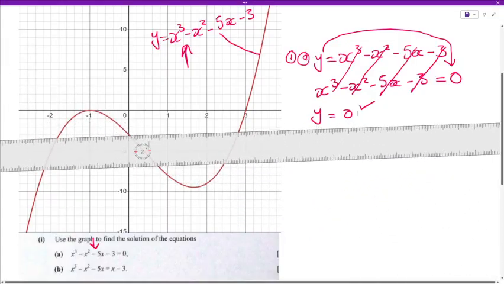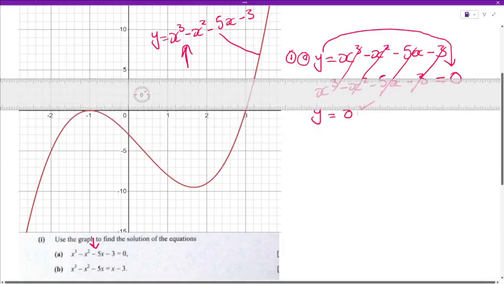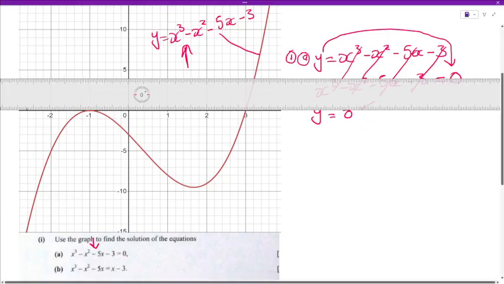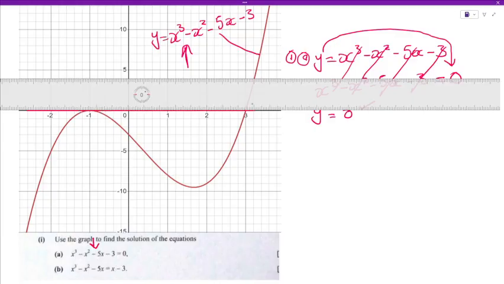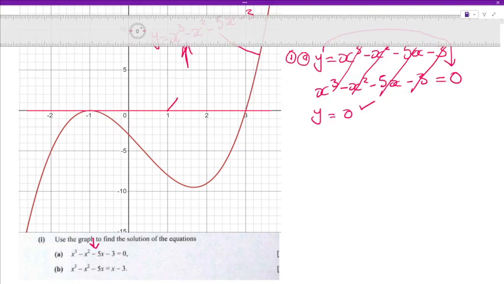Where y is equal to 0 is basically on the x-axis right here. So I'll come here and draw our inequality, like that. And then we can name it, this is y is equal to 0.